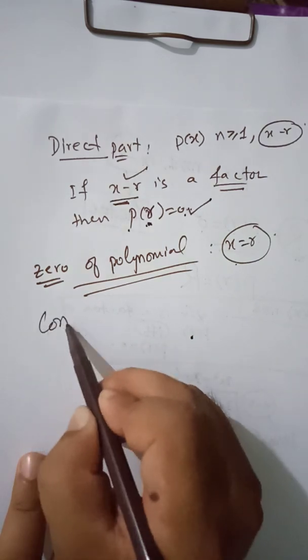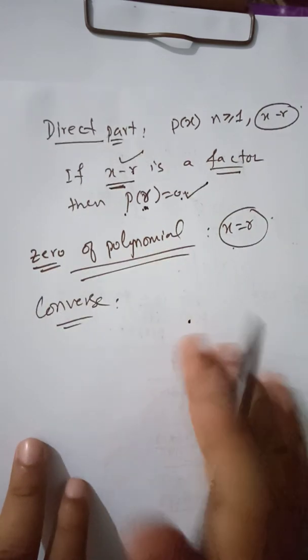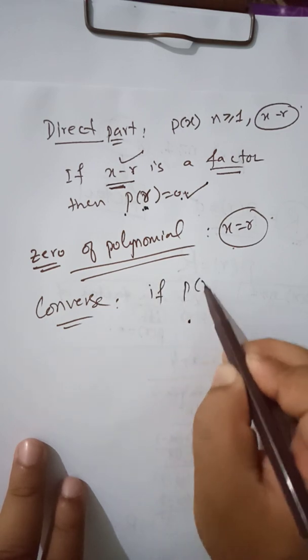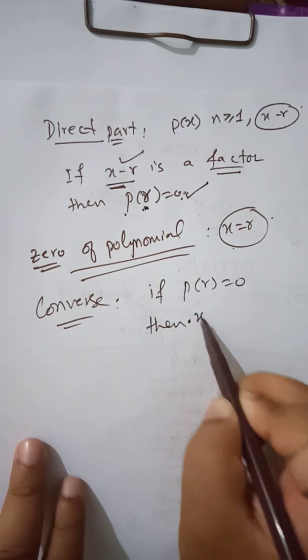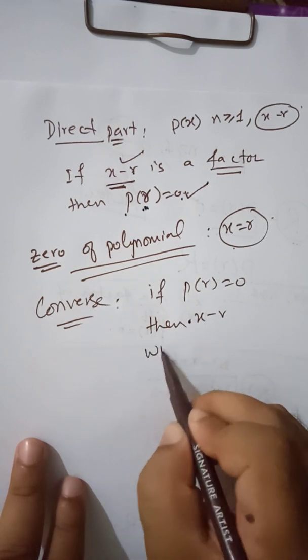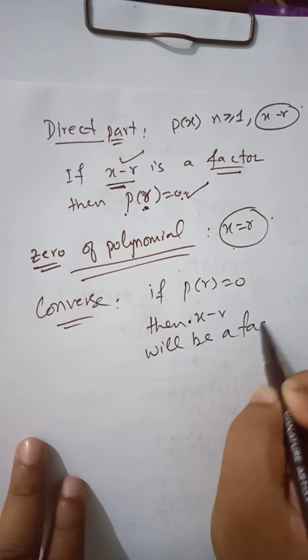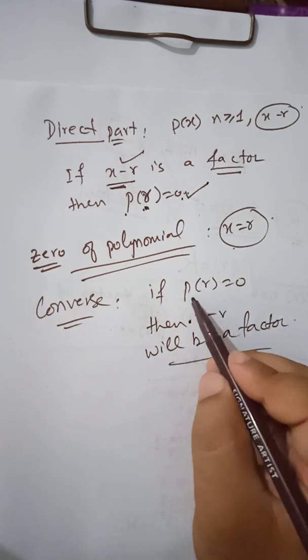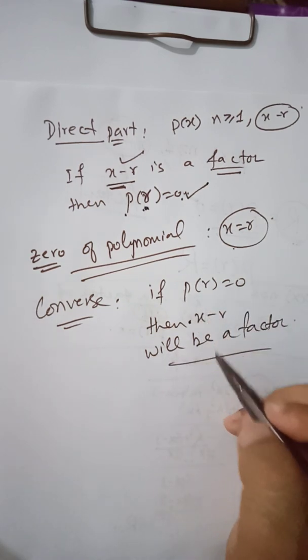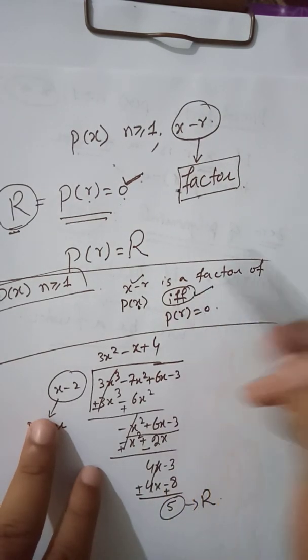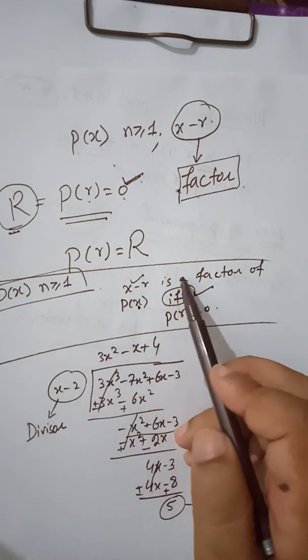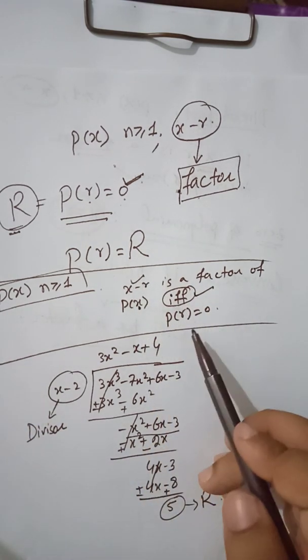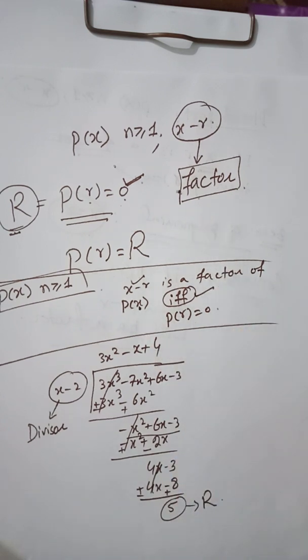The converse part says if p of r equal to 0, then x minus r will be a factor. So if there is a value at which the given polynomial is 0, then x minus that value must be a factor. You see here I write if and only if. This is the meaning of if and only if: if x minus r is a factor, then p of r will be 0, and if p of r equals 0, then x minus r will be a factor.